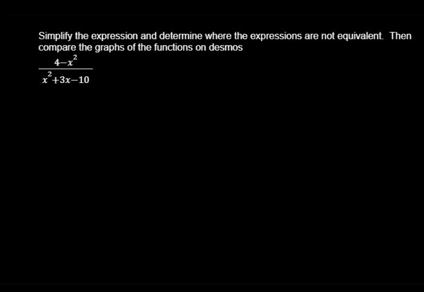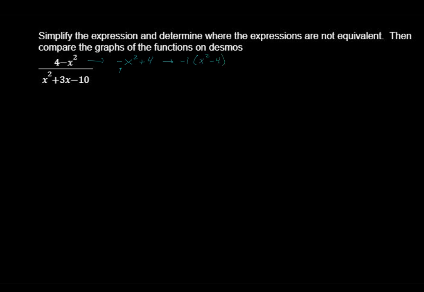So starting with the top, if I want to factor it, because it's not in standard form, I'm going to rewrite it in standard form as negative x squared plus 4. Then I would check for a common monomial, and since the leading coefficient is negative, I'm going to pull out negative 1, making it negative 1 times, in parentheses, x squared minus 4.